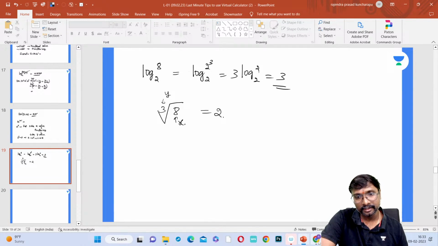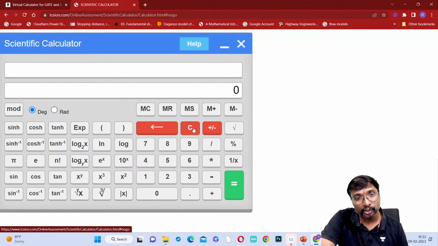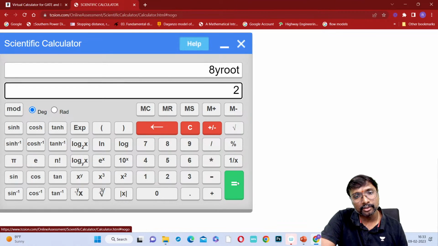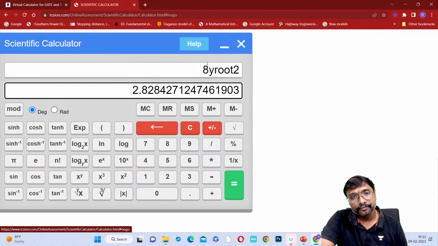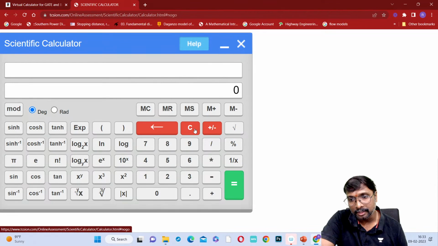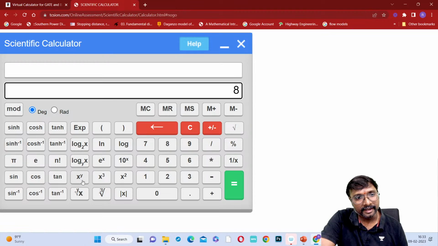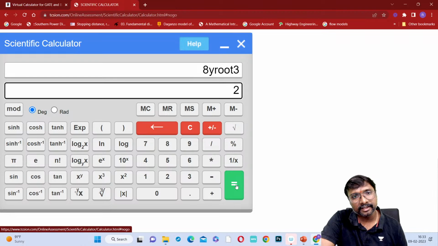First we'll enter this x value. Clear all first of all, then press 8, then which one, y root x. Then press which one, this 2. Sorry, it's the cube root we have to enter, so enter 8 first, then y root x, and enter 3. What should the answer be? The answer should be 2. Yes, it is working, definitely.